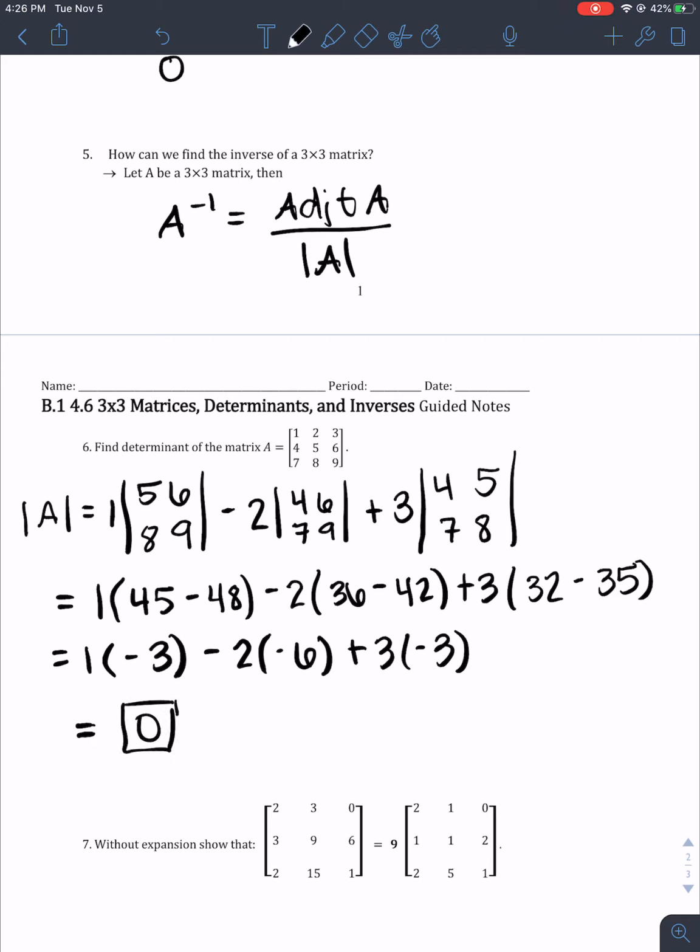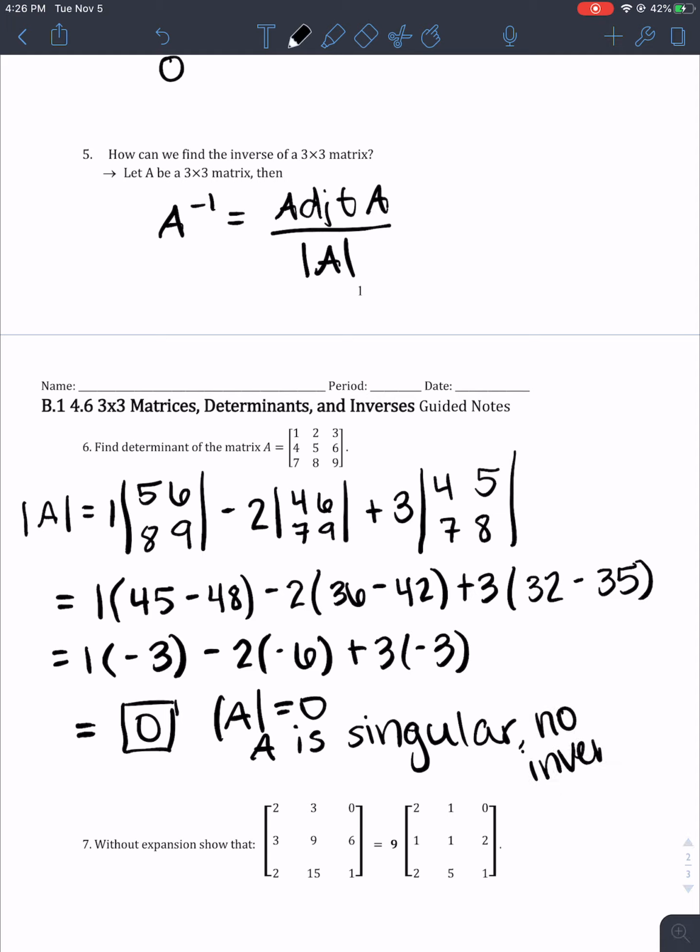So what do we know about 0? When the determinant is 0, A is singular. So we can't find the inverse of that matrix because A is singular. If I asked you to find the inverse of that matrix, you would tell me there is no inverse.